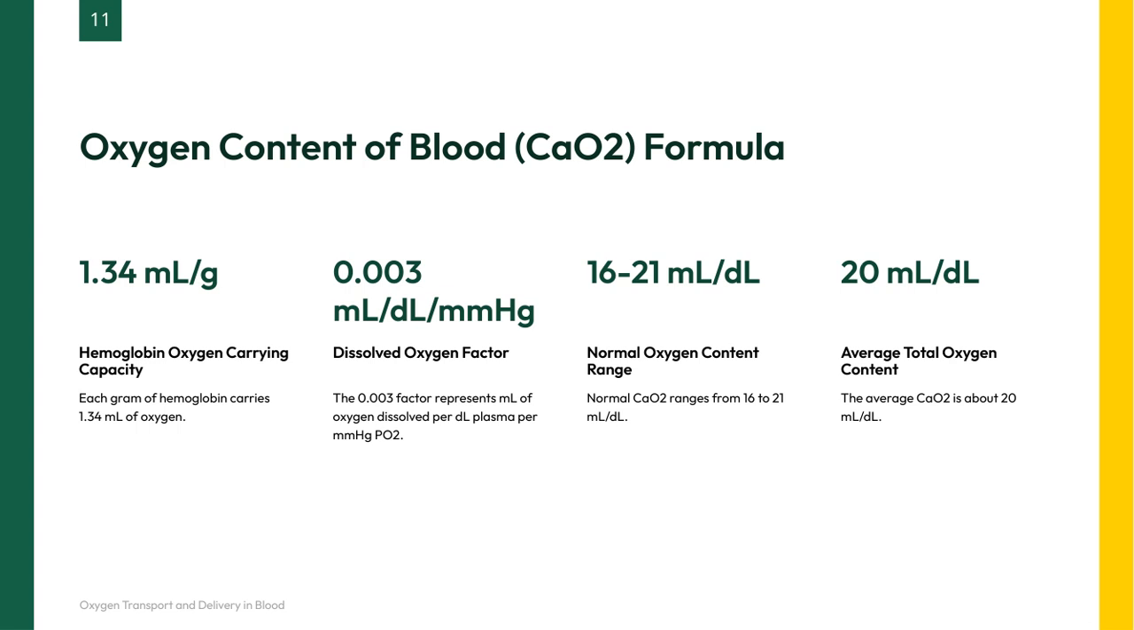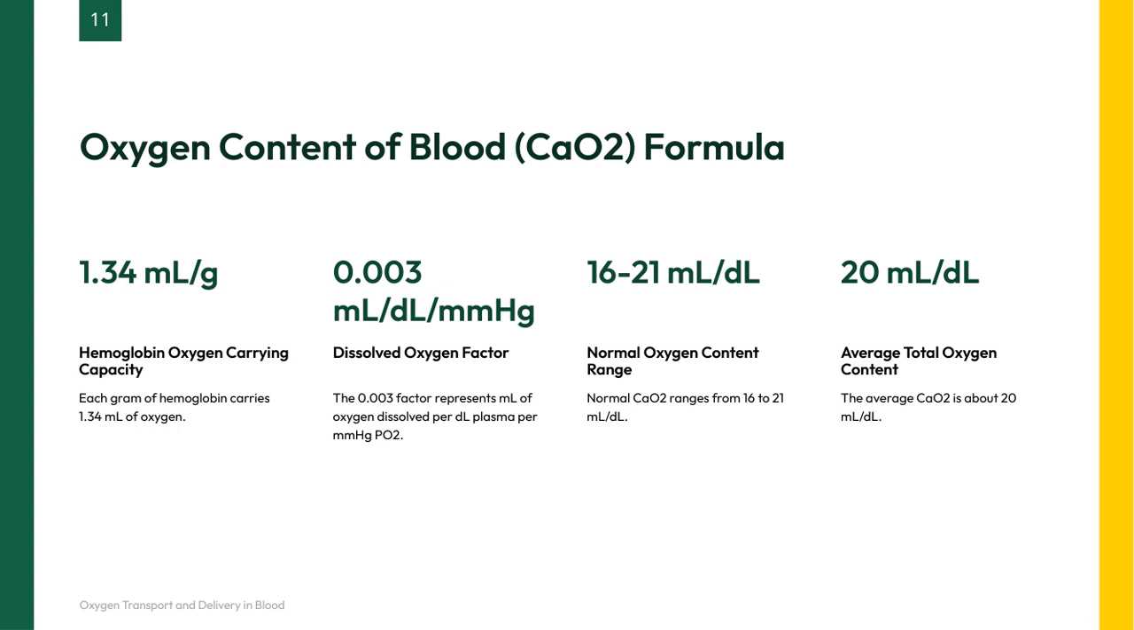Now, an important point to understand is that oxygen is transported in 2 main ways: bound to hemoglobin and dissolved in plasma. The dissolved oxygen is a tiny fraction, and that's where the 0.003 factor comes into play. It tells us that for every millimeter of mercury of PO2, there are 0.003 milliliters of oxygen dissolved per deciliter of plasma. But most oxygen is carried by hemoglobin.